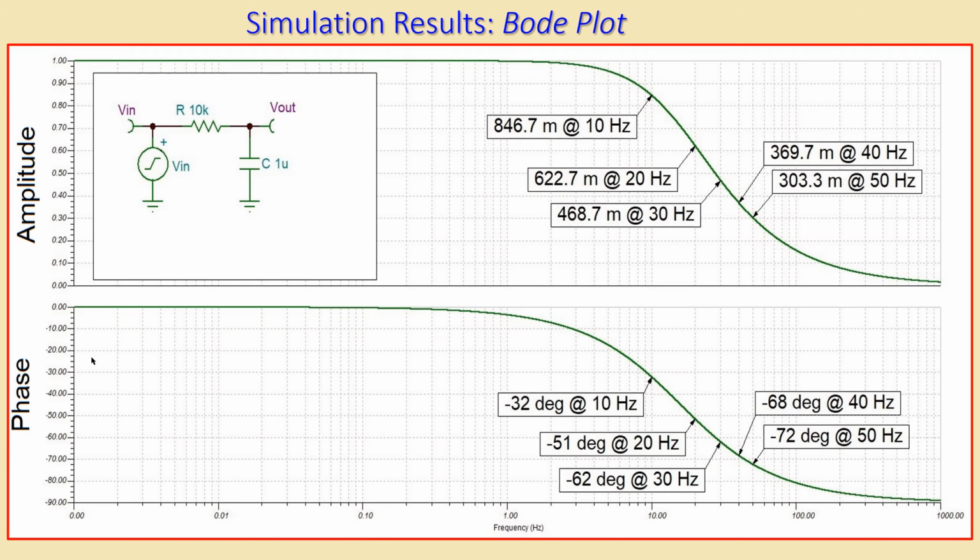Of course, we need to simulate the results and check what we have. First, before we move on, let's also look at the Bode plot just specifically for our filter. This is the 10K for our resistor and a 1 microfarad for our capacitor. That's the input voltage, the output voltage.